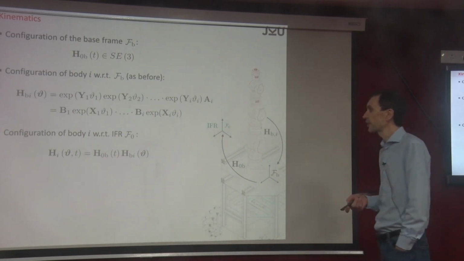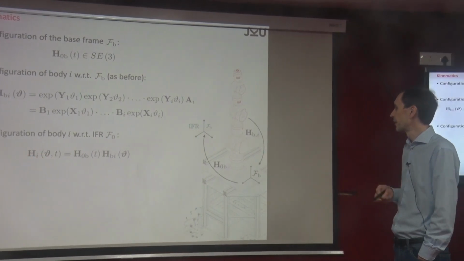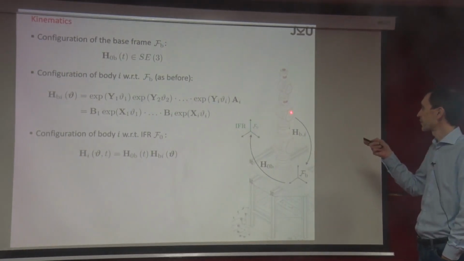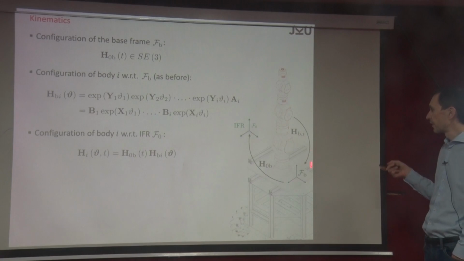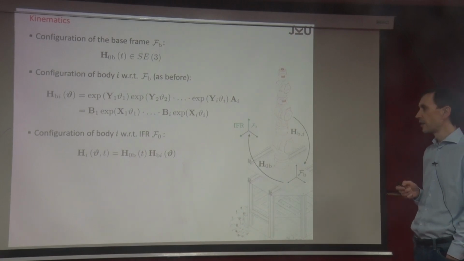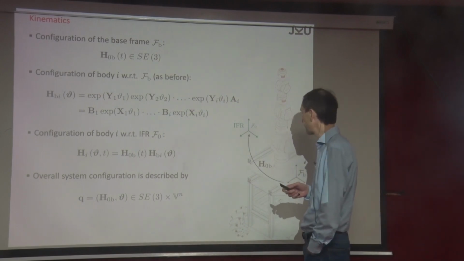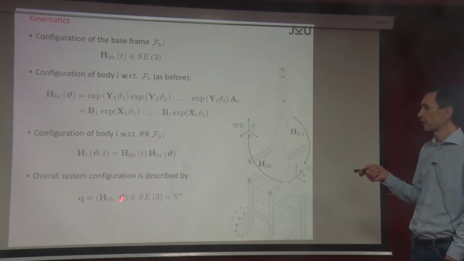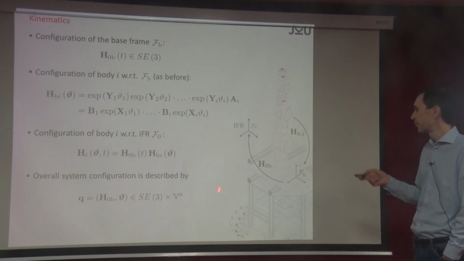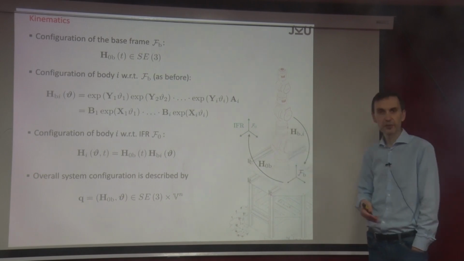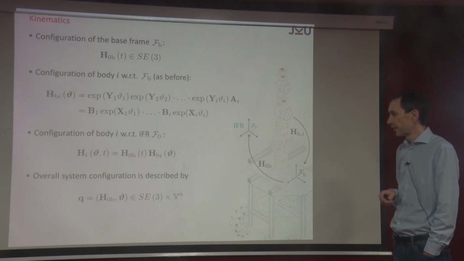So what we have now is again H0I, and I skipped the 0, so we have HI that gives you the transformation from each of the body frames to the inertial frame, only by using the detour via the space frame. Okay? And there we go. Now the overall system configuration is described by the joint angles, as well as the pose, this homogeneous transformation that transforms the base frame to the inertial frame.